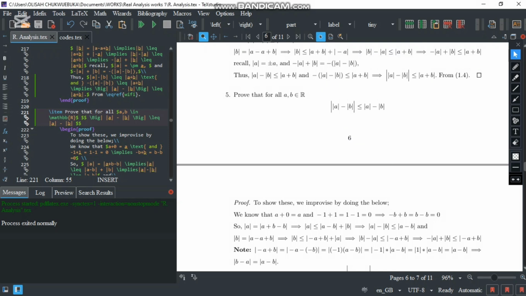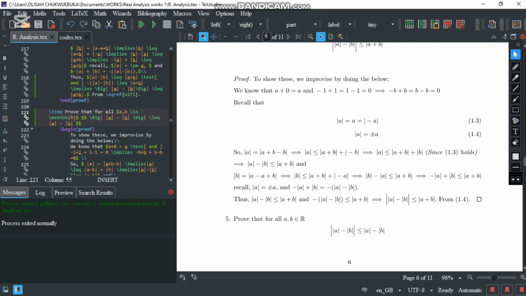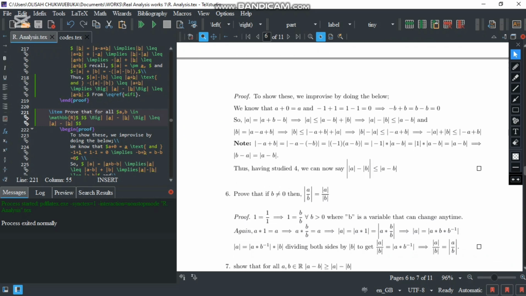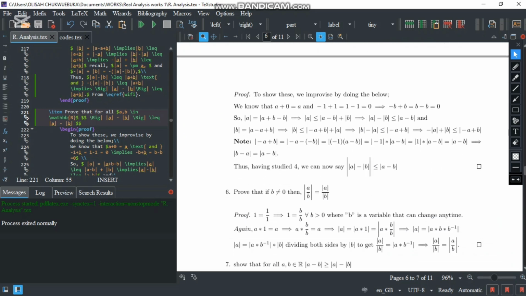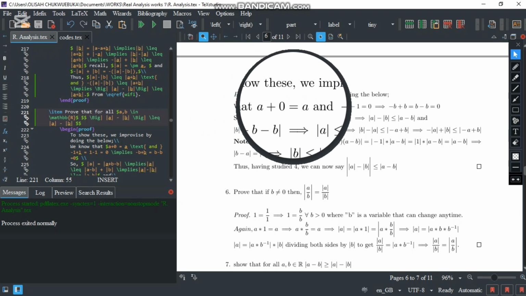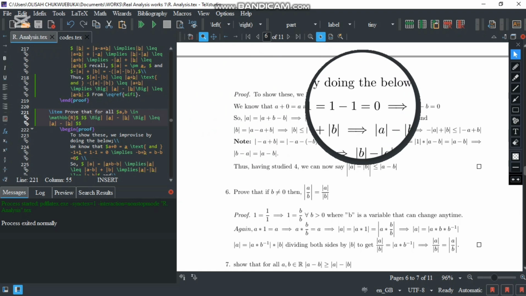Now, to show this is almost the same thing as question number 4 that I did here, but the only different thing is when it comes to this very place. Okay, let's take it step by step. So the first one, we know that a plus 0 is going to give you a, and 0 can be anything you want it to be. 0 can be equal to 1 minus 1, minus 1 plus 1, or anything you want. So what I want my 0 here to be is 1 minus 1, and in that case it's going to be b minus b.